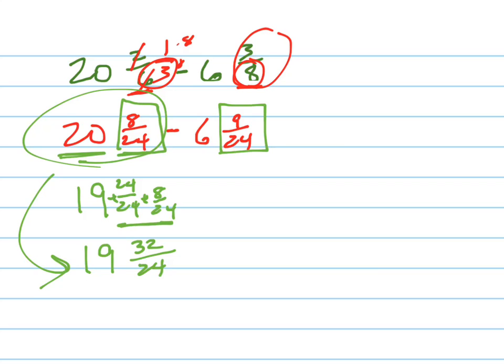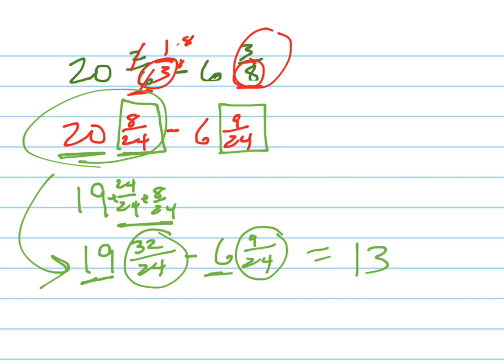That is the same as that. But I'm borrowing that, so now I can subtract the fractions. 19 minus 6 is 13, 32 minus 9 is 23. No, sorry, 23/24. 13 and 23/24. That's your answer.